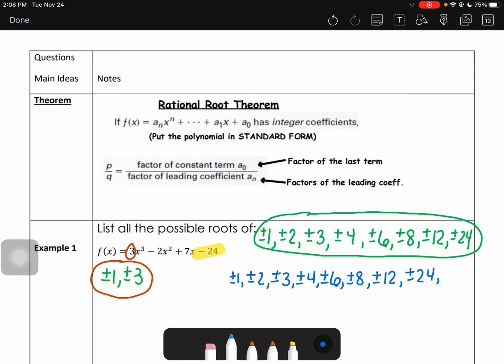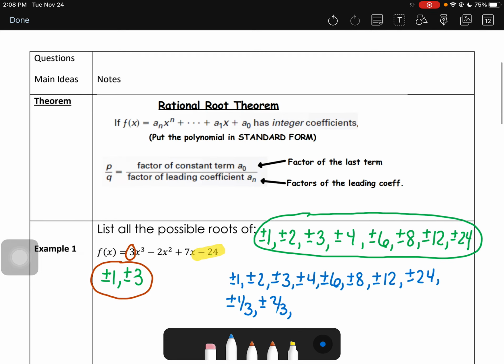Then we take them each divided by 3 to find our other factors. So 1 divided by 3 would be plus or minus 1/3. 2 divided by 3 would be plus or minus 2/3. 3 divided by 3 is 1, and since I already have that listed, I don't need to put it again. 4 divided by 3 is 4/3.